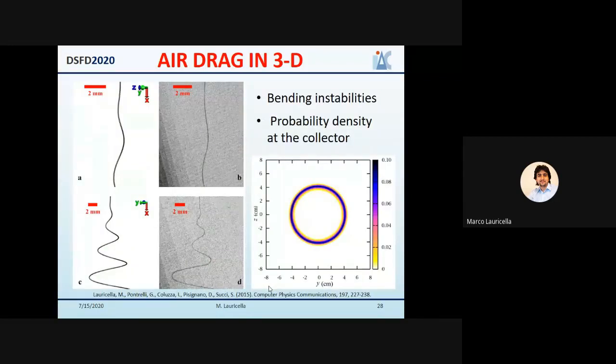Comparing a few snapshots of the simulation, left side, with the corresponding snapshots taken during a real experiment, the right side, we can observe a general good agreement between simulation and experimental data in describing the instabilities.